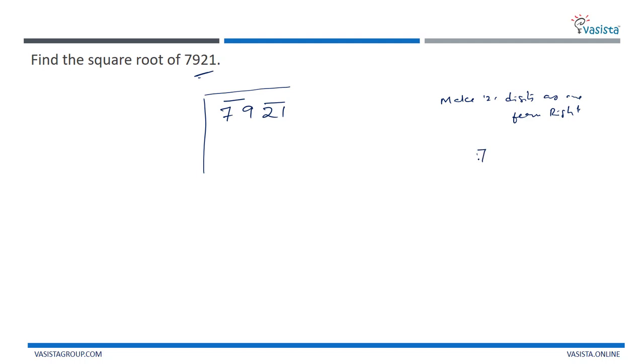Now 79, where exactly does it come? It comes between 9 square and 8 square, that is, it is less than 81 and more than 64. 64 is nothing but 8 square and 81 is nothing but 9 square. Let me take 8 here. 8 8s are how much? It is 64. Now you subtract. So 79 minus 64, 9 minus 4 is 5, 1, 15.